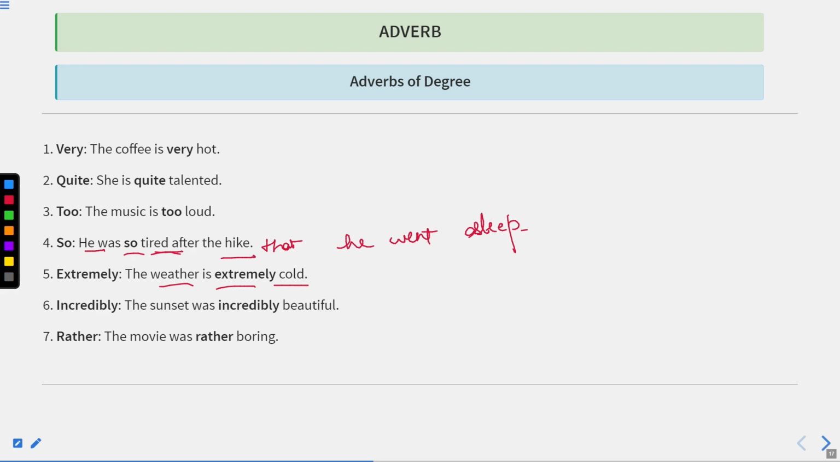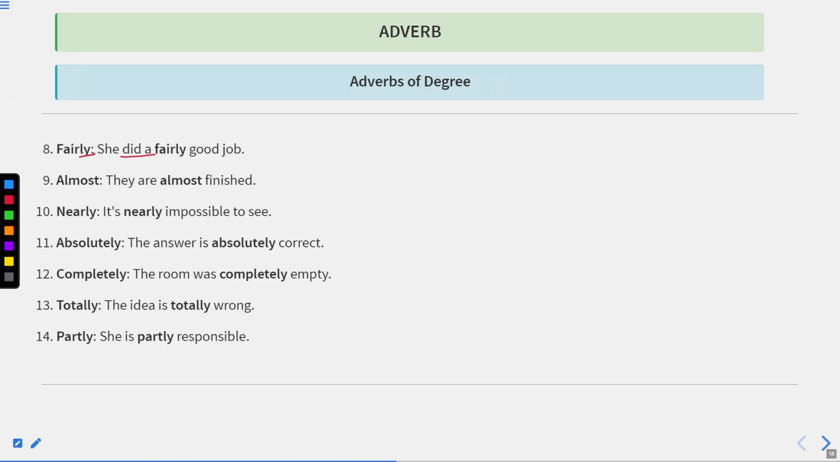Extremely, the weather is extremely cold. Okay, it means in an extreme manner. Okay, incredibly, the sunset was incredibly beautiful. The movie was rather boring. Okay, fairly, she did a fairly good job. Almost, they are almost finished. Nearly, it is nearly impossible to see. Absolutely, the answer is absolutely correct. Completely, the room was completely empty. Totality or totally, the idea is totally wrong.